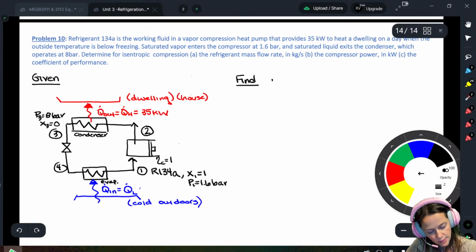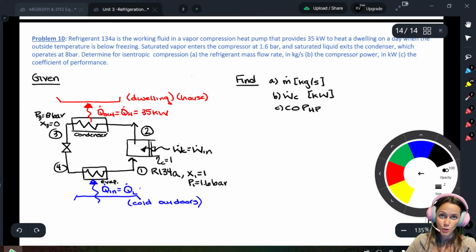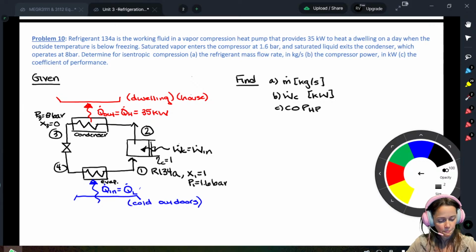So we want to find the mass flow rate in kilograms per second. Then we want to find the compressor power. So that's this one right here, W_C or W_in, and we want it in kilowatts. And then we want the coefficient of performance. This is operating as a heat pump, so we're looking for the coefficient of performance for a heat pump.